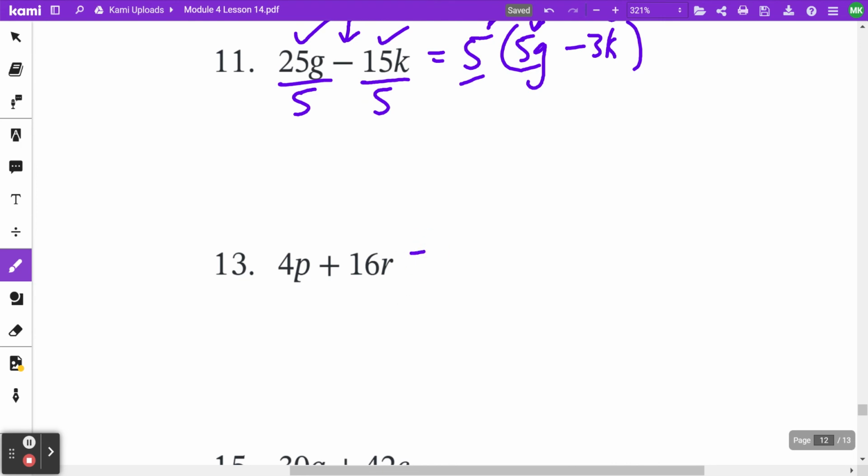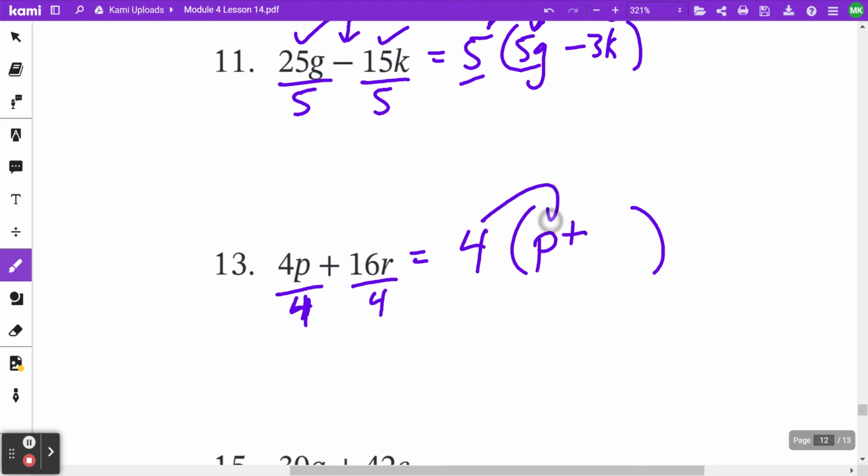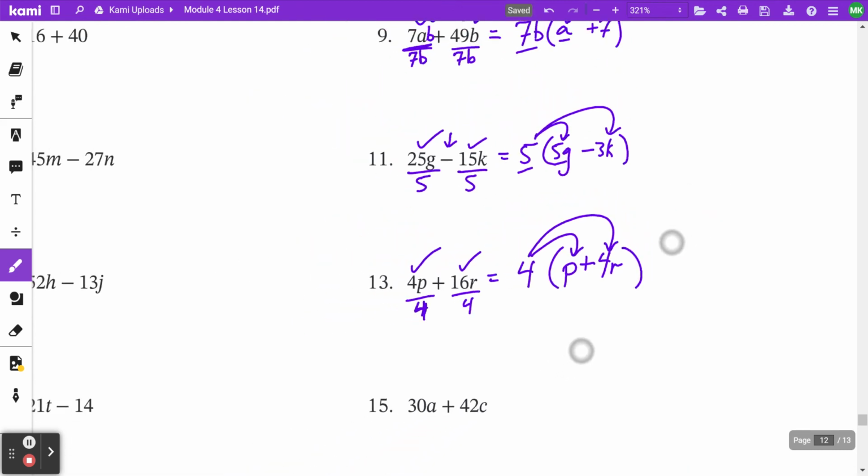So this guy here, I'd like to put that little division bar just to show, hey, what am I dividing by? So I'm factoring out a 4 in this case. Now you could factor out a 2, but they want the greatest value that I can factor out. So it looks like I'm left with a P over here because 4 times P is 4P, and 16R divided by 4 gives me 4R. Because if I redistribute that 4, I get that 16R. And there you have it.